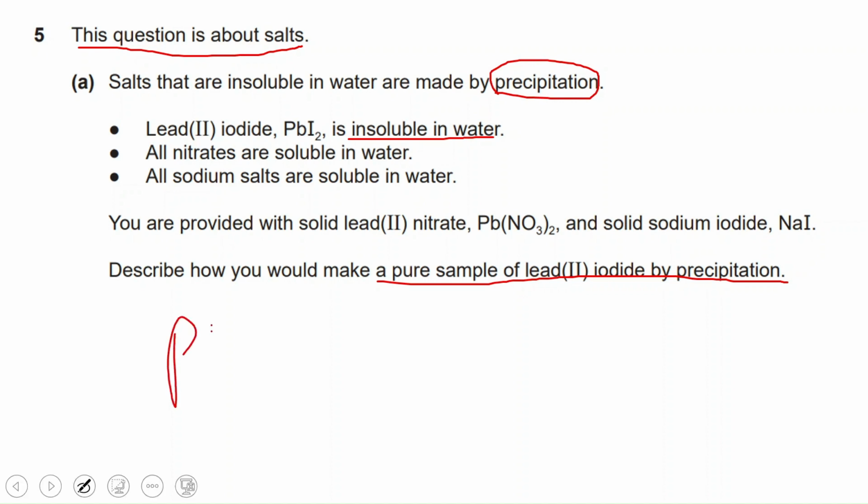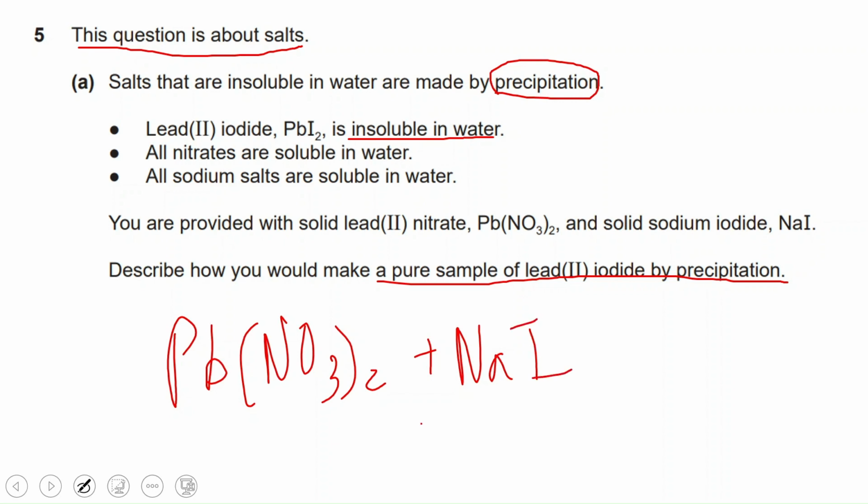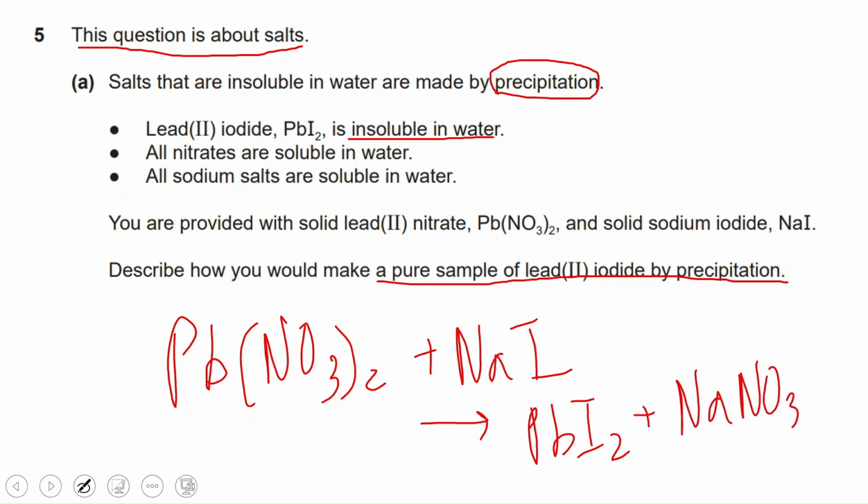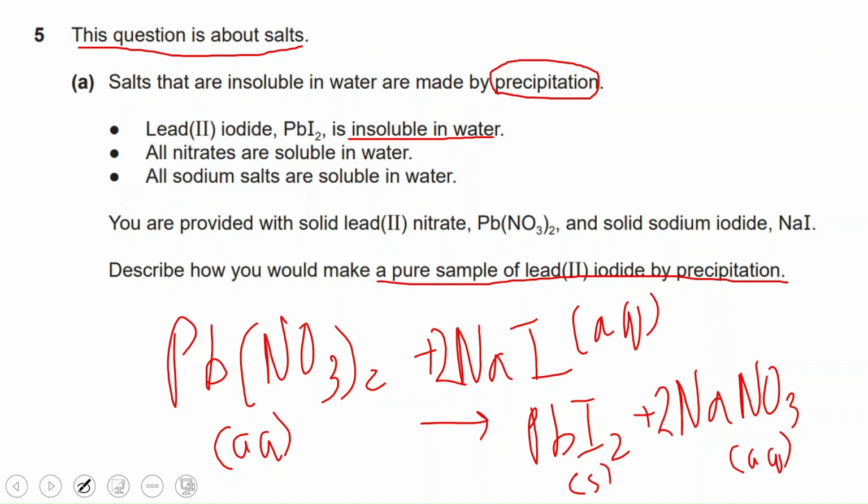So this will be Pb. And you have to balance it. You see, this is twice and this is twice, and that does it. So that's the balanced equation. Next thing you can do is write down the state symbols as well. So this is going to be aqueous, this is going to be aqueous, this is going to be solid, and this is going to be aqueous. So that's going to be another step.